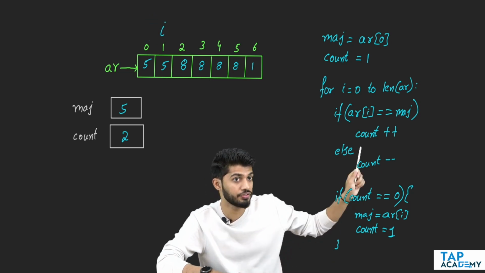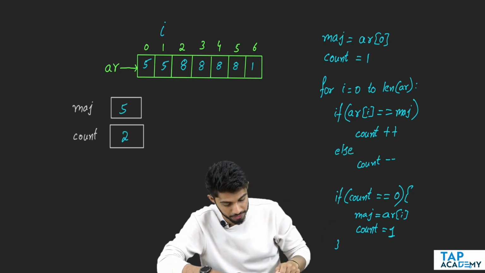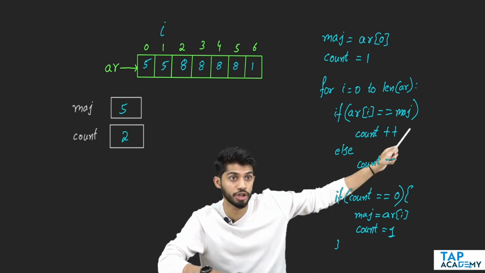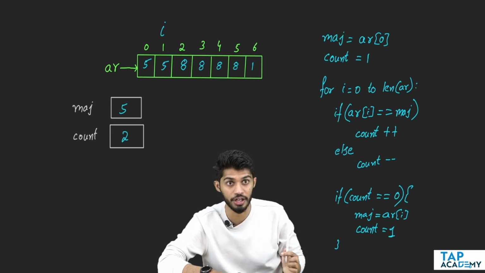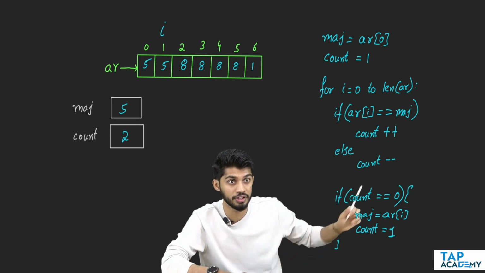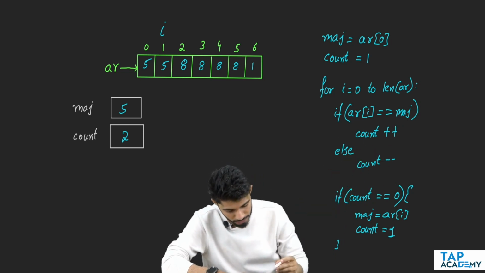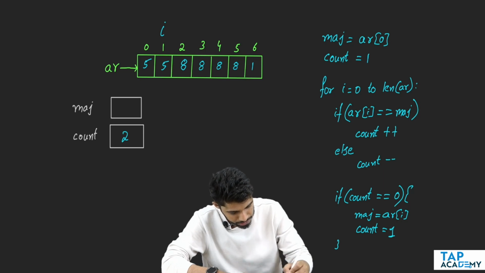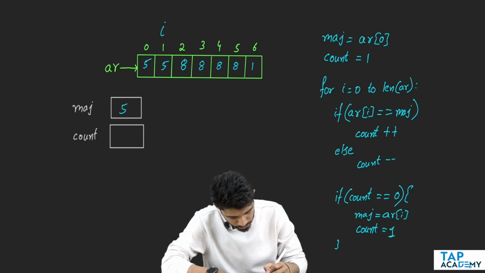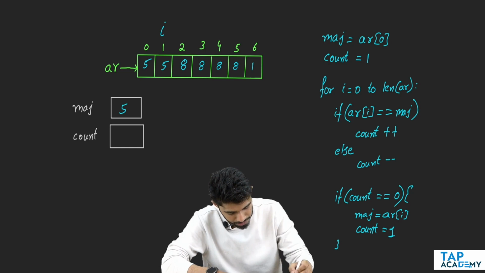Now I will check if AR of I, nothing but 5, is equal to the majority element. Majority element is still 5. So is it equal to 5? Yes, it is equal to 5. Since it is equal to 5, I need to increase the value of count. So now the value of count becomes 3.